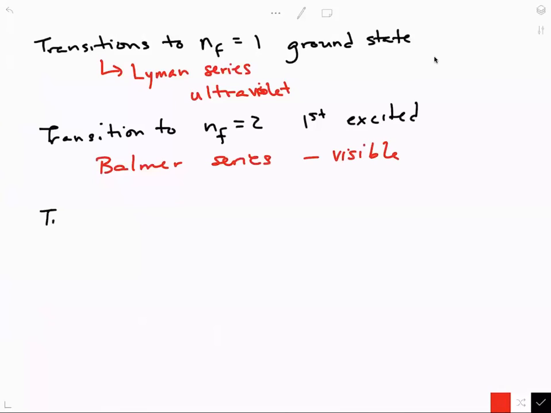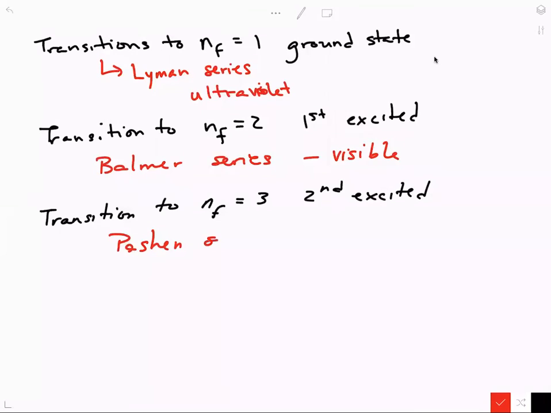And then there's also a name for transitions to our second excited state, which would be a final state of n equals 3. That series has the name the Paschen series. So these are all named after various scientists. And because this is lower energy still, because there is a smaller gap between the third excited state and higher states, those are infrared.